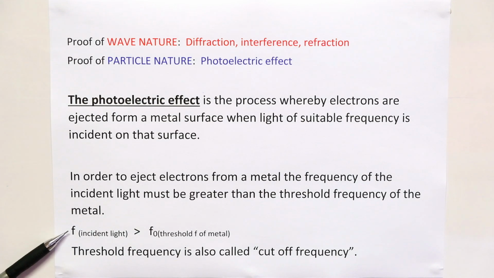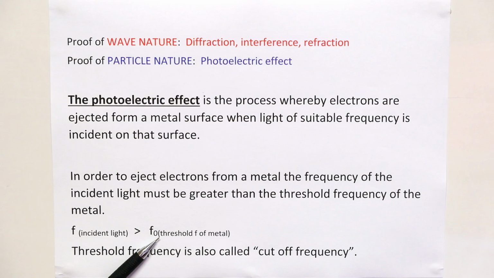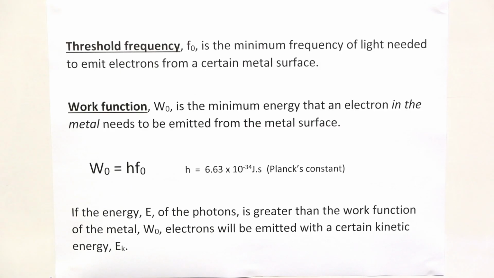So if the frequency of your incident light from the electromagnetic spectrum is greater than the threshold frequency of the metal, electrons will be emitted or ejected from that piece of metal. Another word for threshold frequency is the cut-off frequency. The definition of threshold frequency or cut-off frequency is the minimum frequency of light needed to emit electrons from a certain metal surface. The symbol that we use is a small letter f with a subscript 0.